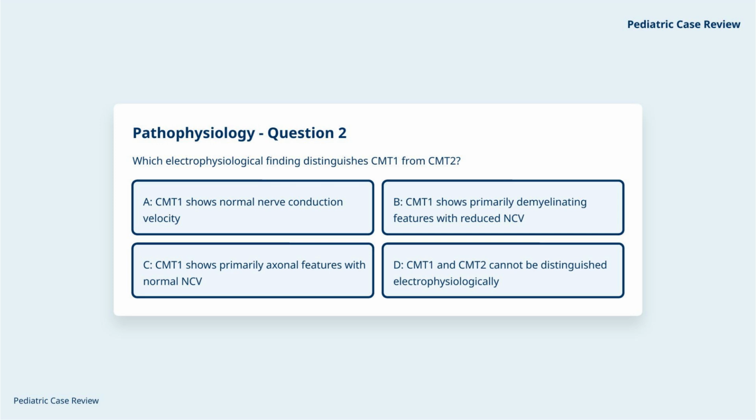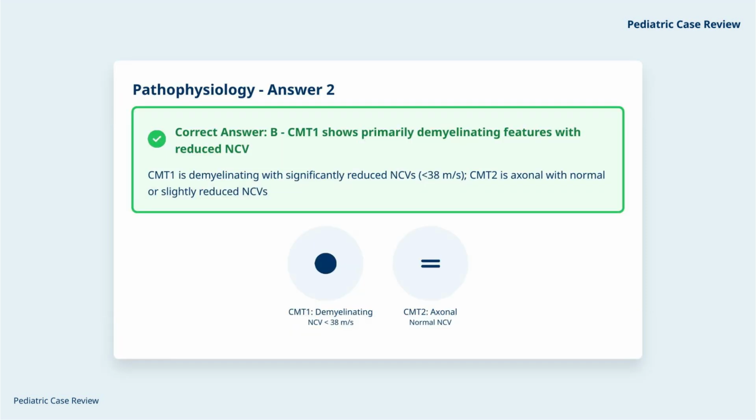Which electrophysiological finding distinguishes Charcot-Marie-Tooth type 1 from Charcot-Marie-Tooth type 2? A. Charcot-Marie-Tooth type 1 shows normal nerve conduction velocity. B. Charcot-Marie-Tooth type 1 shows primarily demyelinating features with reduced nerve conduction velocity. C. Charcot-Marie-Tooth type 1 shows primarily axonal features with normal nerve conduction velocity. D. Charcot-Marie-Tooth type 1 and type 2 cannot be distinguished electrophysiologically. The correct answer is B.